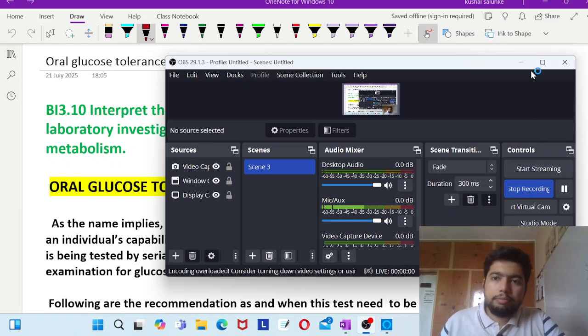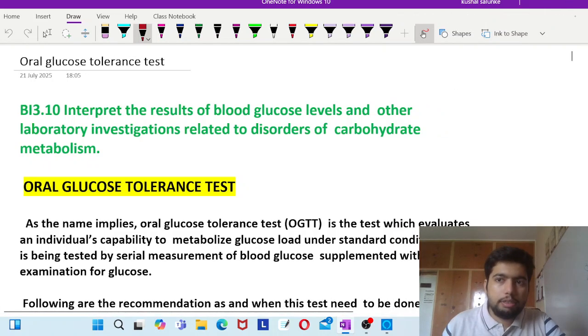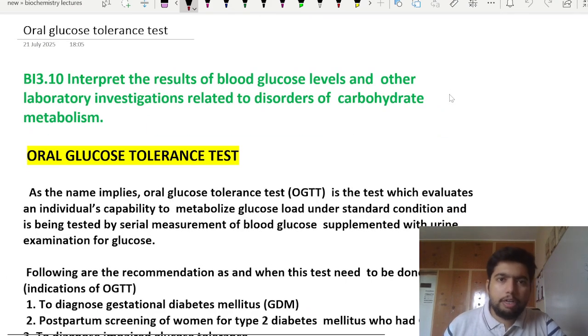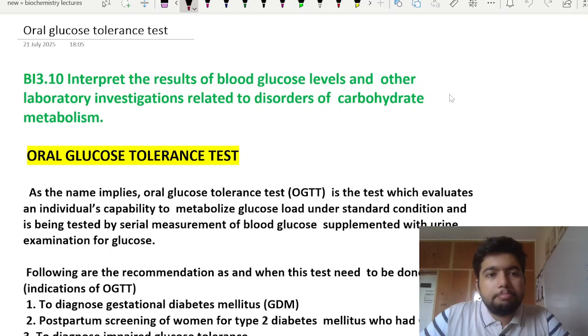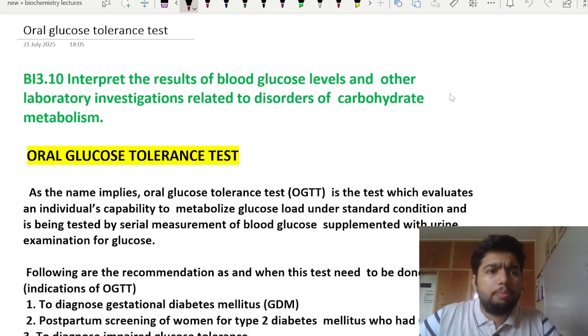Okay, hello everyone. Our today's topic of discussion is oral glucose tolerance test. Although this test is obsolete now, it is a very important part of your biochemistry practical examinations, especially in the spotting examination. But it is important to understand the theory behind it, and it is also mentioned in your competencies.